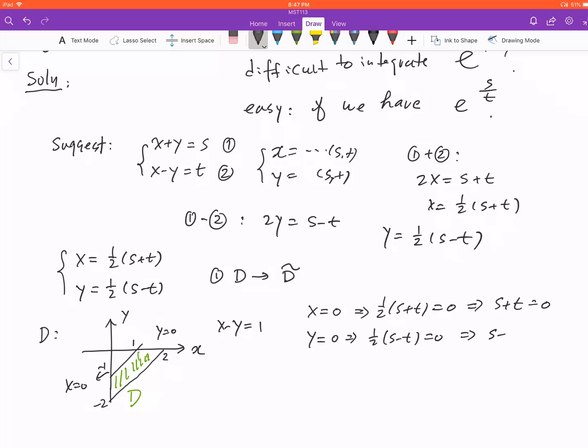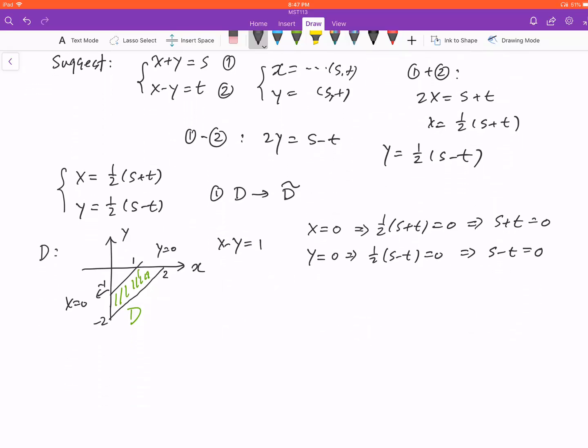And that means s minus t is equal to 0. And this method always works because we are transforming all the boundary into new coordinates. So that should actually work. And then x minus y is equal to 1.